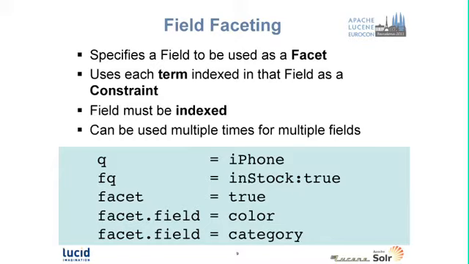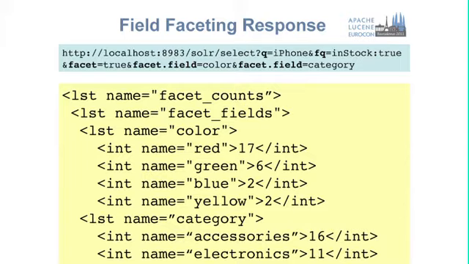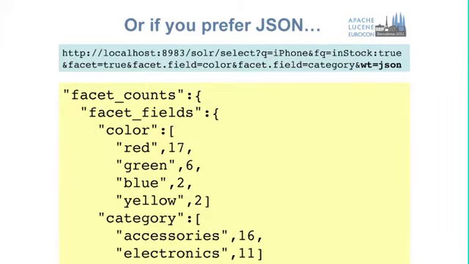So Solr's faceted search, I can skip over this really quick since nobody has not used Solr's faceted search. This is a faceted search response. Or if you prefer JSON, stick a little wt=json on, because some people don't like XML anymore. So yes, you can get it in JSON. And then just a little overview.